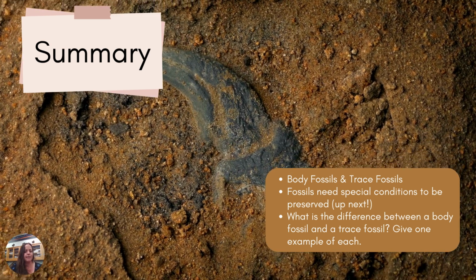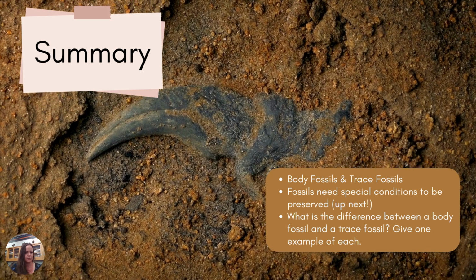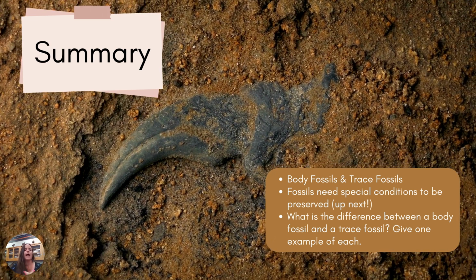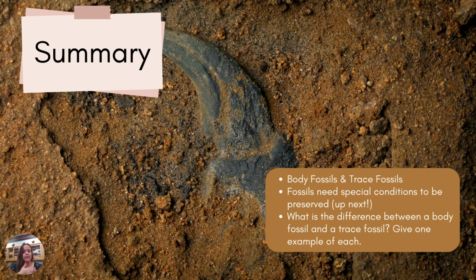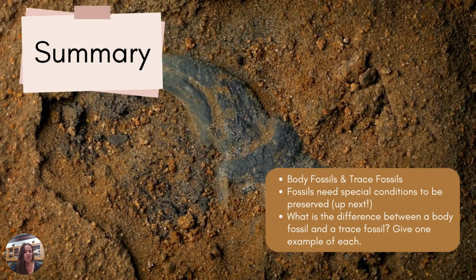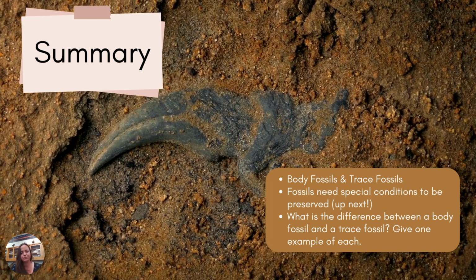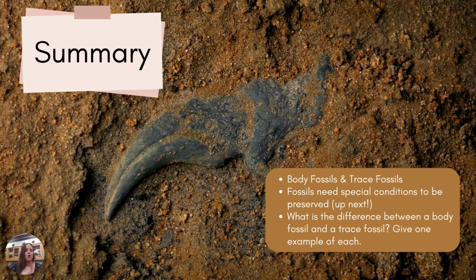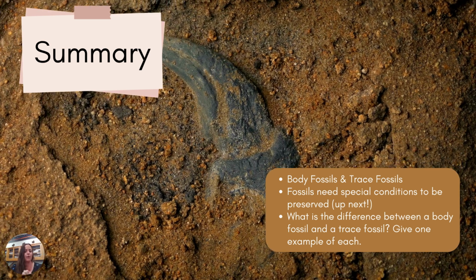All right, in summation, we have body fossils and trace fossils. Body fossils are the actual piece of the organism, and trace fossils show us something about their behavior. Fossils need to be in specific conditions to be preserved, and that's going to be next, the different types of preservation methods. And in your notes, I want you to write down what the difference between a body fossil and a trace fossil is, and try to give me one example of each.